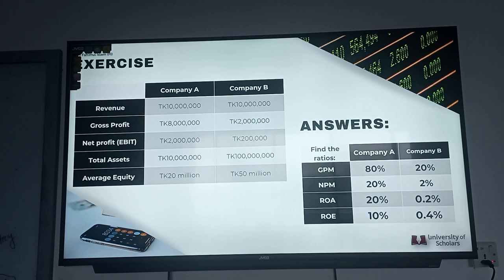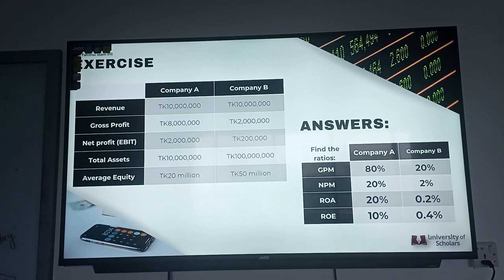In a similar way, we can say company A has 20%, but company B has only 2% efficiency in controlling its costs and generating its sales. And for return on asset, ROA, we can say that company A is more effective at utilizing its asset to generate earnings, as it has a higher value, which is 20%, but company B only has 0.2%.